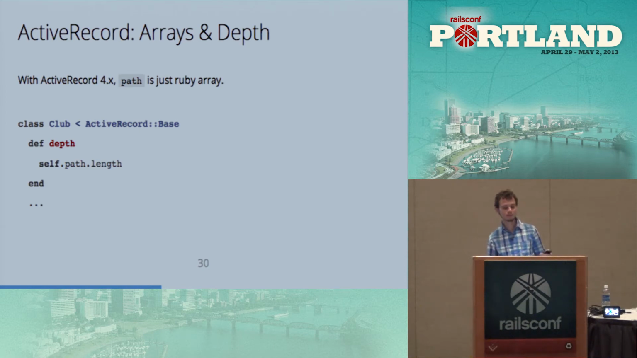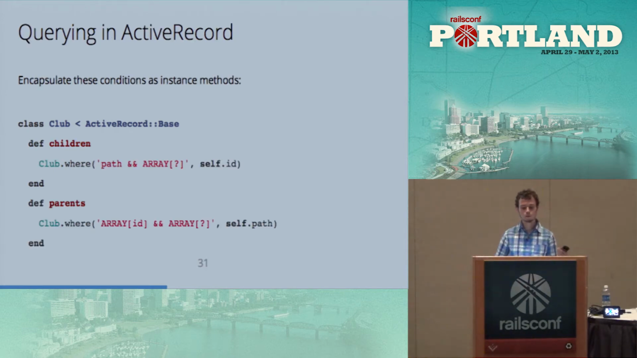Now I didn't explicitly say this, but in ActiveRecord 4, arrays are just exposed to you as an array in Ruby. So on the ActiveRecord side, if you want to do something like find out the depth of a record, you can just check its path length. Well, that was easy. What about querying? What if we want to find the parents or the children in ActiveRecord? Well, since we're looking at relations, we're going to ask for all the parents or the children in relation to a certain record. You're going to want to do this as an instance method.